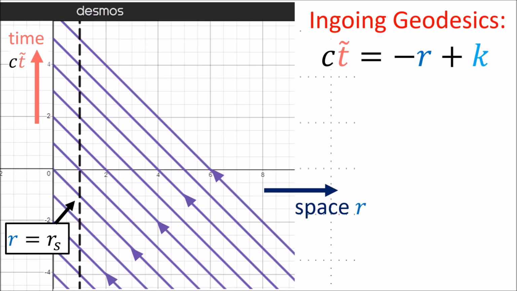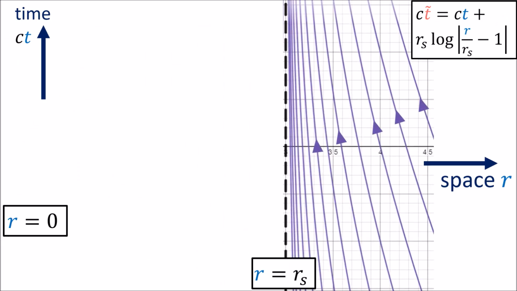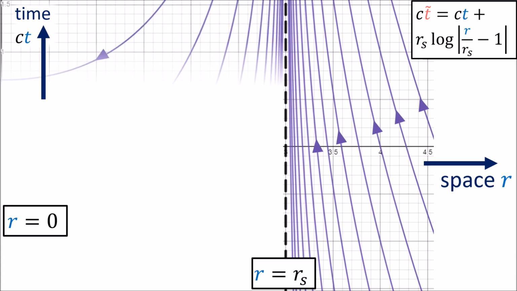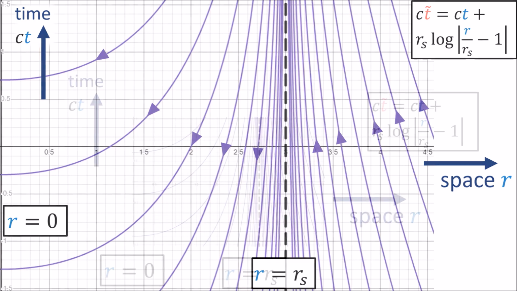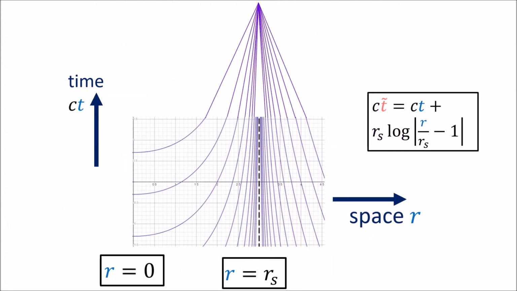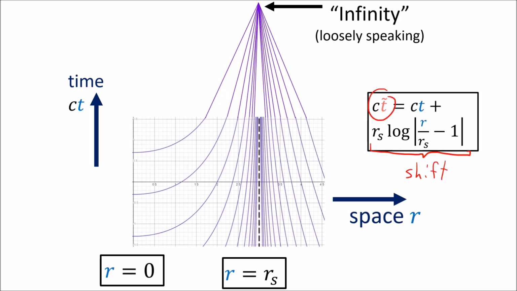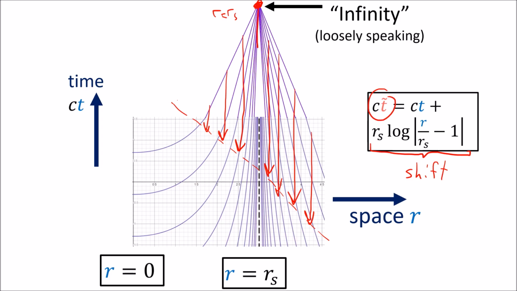So why did this trick work? Well, if you look at the ingoing light geodesics outside the event horizon and inside the event horizon, they appear to be disconnected. But you can loosely think of them as being connected up at infinity. This new time coordinate basically shifts time to pull these curves down, and the amount of shifting depends on r. The closer we are to the event horizon, the more shifting happens, and at r equals rs, we basically do an infinite amount of shifting to bring down the curve from infinity.